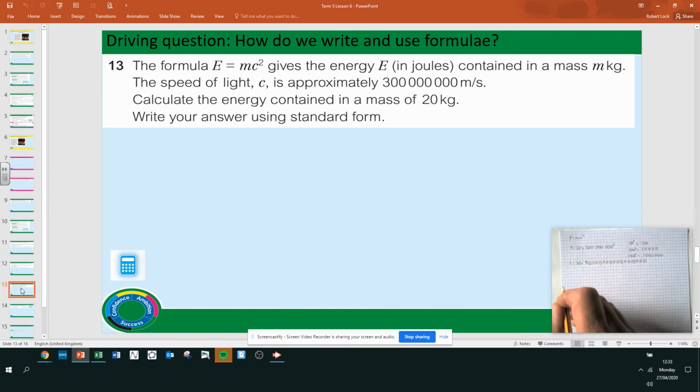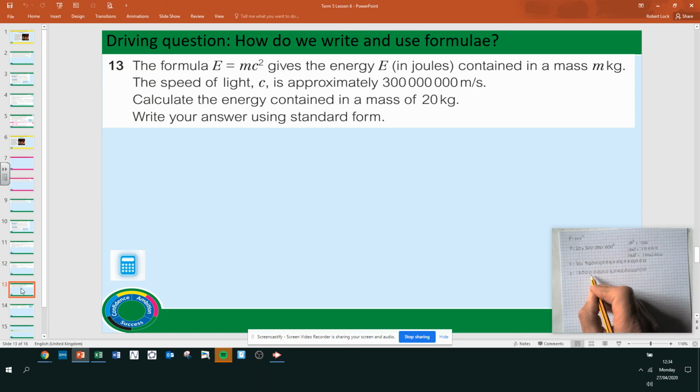So E equals 2 times 9, which is 18. We have 16 zeros, plus 1 makes 17. So count them up to make sure: 1, 2, 3, 4, 5, 6, 7, 8, 9, 10, 11, 12, 13, 14, 15, 16, 17. So put them in threes.